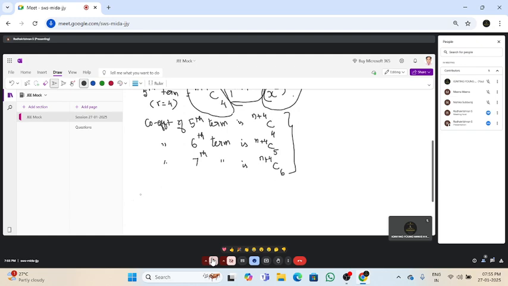Okay. Now, what is the rule for AP? These are in AP. How can we relate? If three terms are in AP, what is the relation that they should follow? Sum of the first and the third term, that is in this case, fifth and seventh term, should be equal to 2 times the middle term.